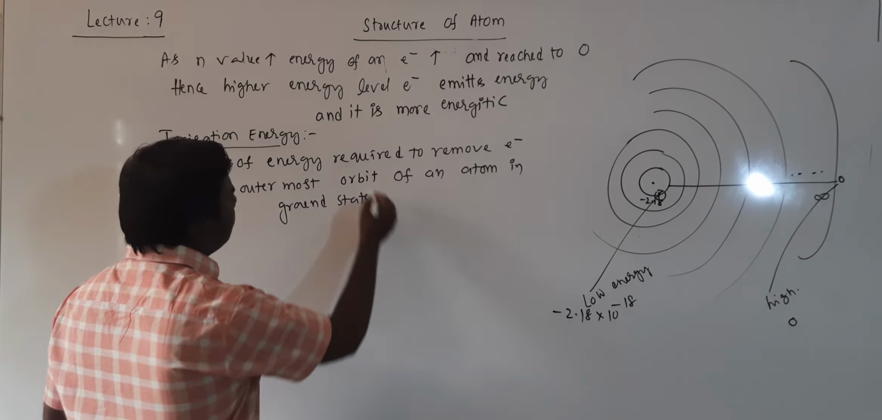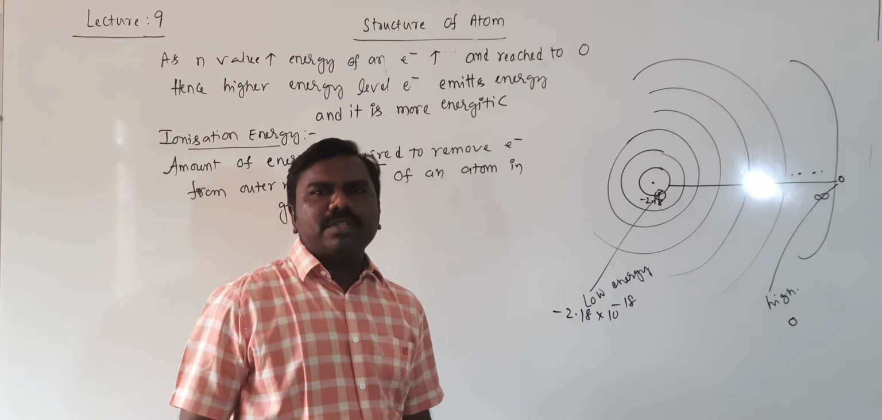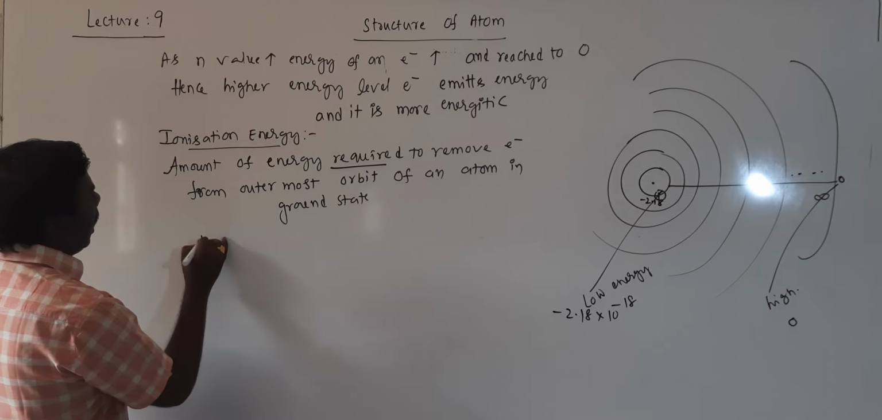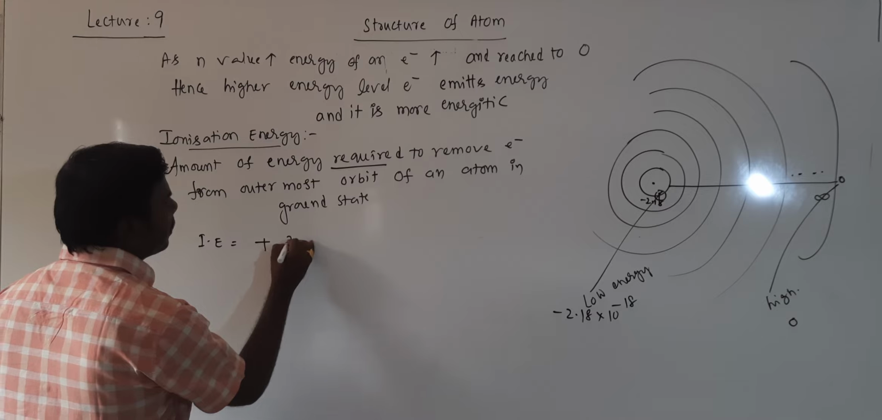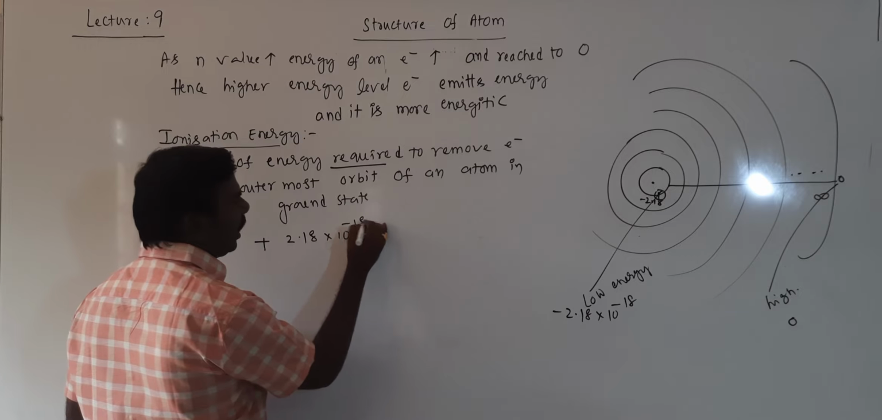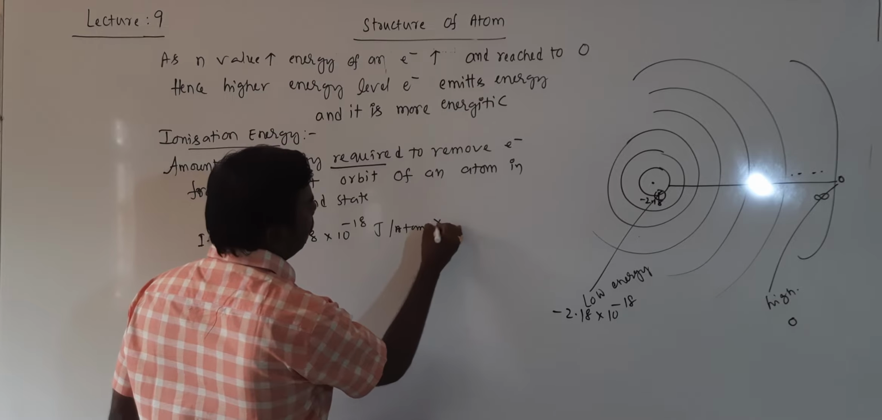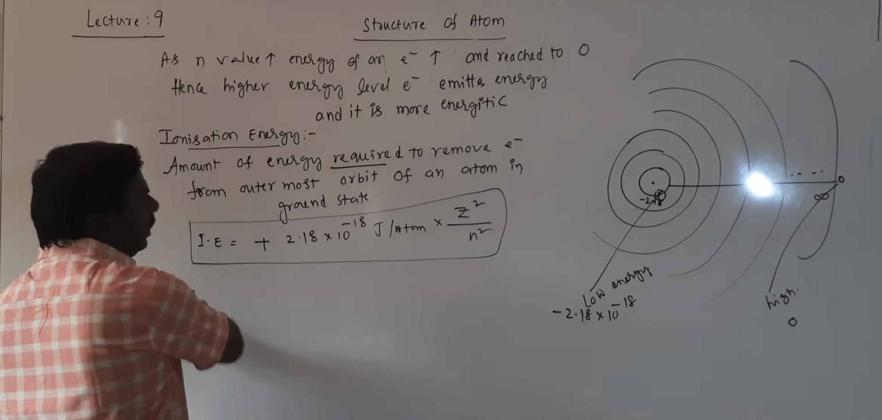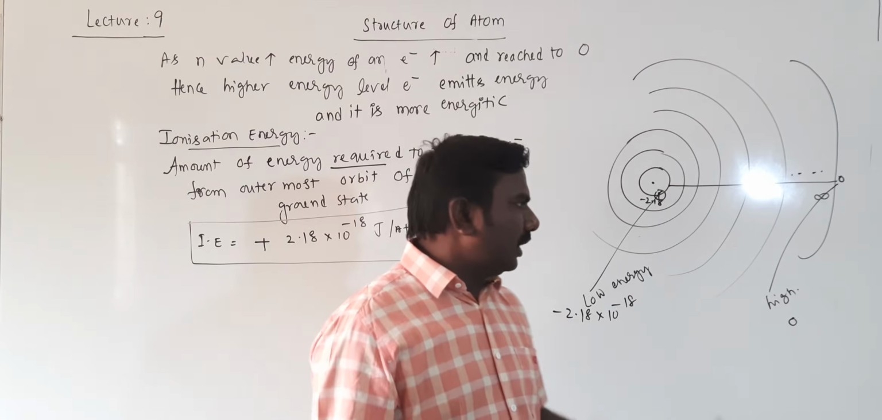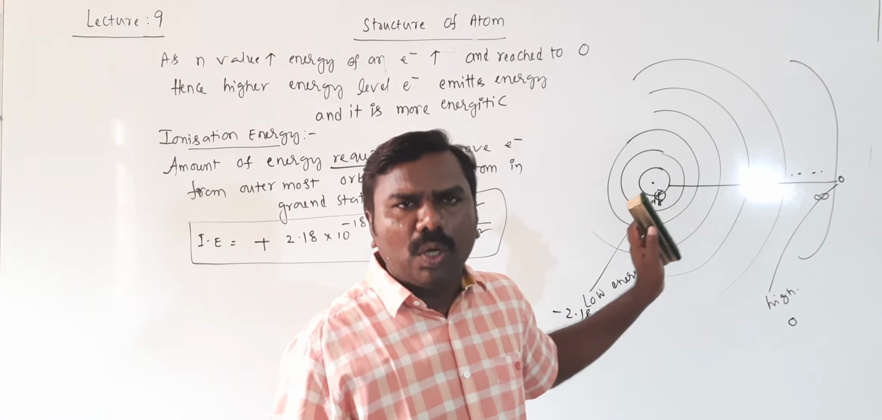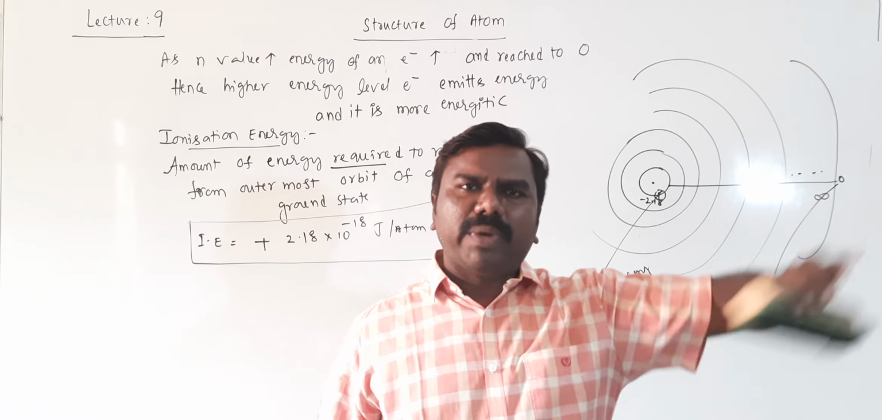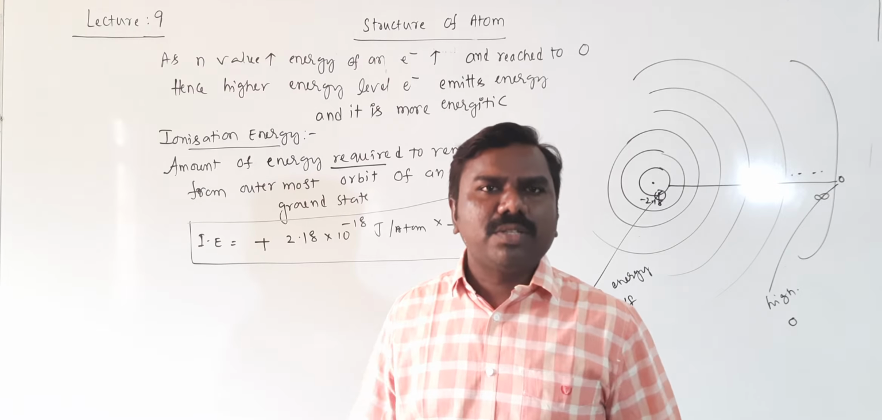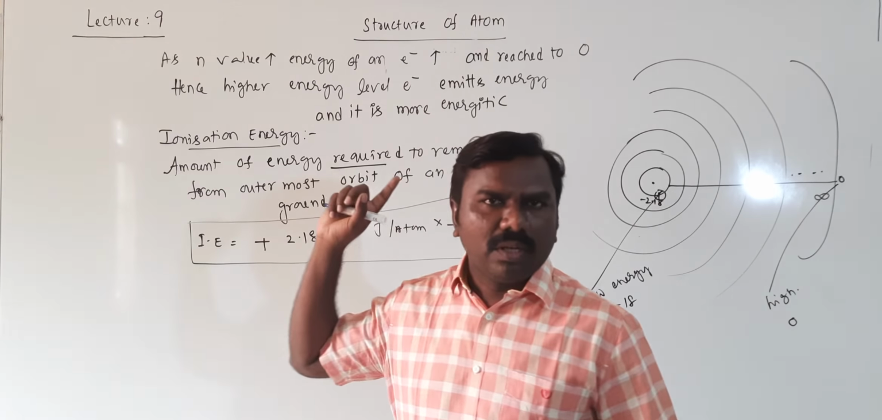That is called ionization energy. Amount of energy is required here. Required means you need to take a positive sign. So ionization energy is equal to plus 2.18 into 10 to the power of minus 18 joules per atom into Z square by n square. Same formula. If it is only energy, that is negative, because the energy of the electron is a negative value, that is low, which reaches the maximum, 0. But ionization means energy required. Required means you should give. That's why it is positive, right?